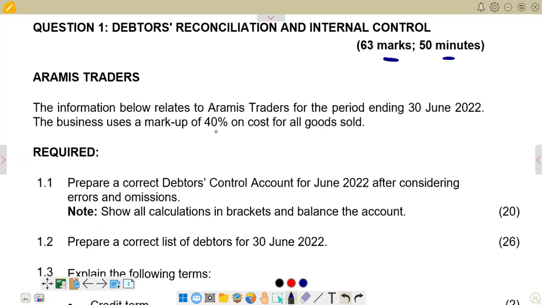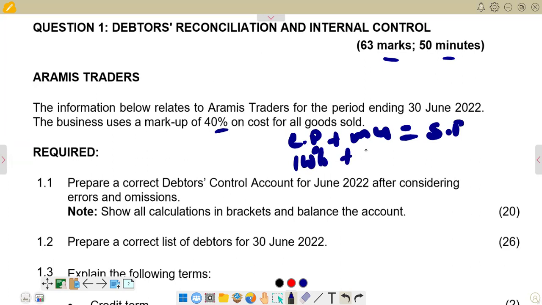So what this statement means, remember, is that we add our markup to our cost price to get our selling price. Our cost price is always 100%, and the markup we are given here is 40%. Obviously, if you say 100 plus 40, you are going to get 140%. So this is the scenario that we can use if there is any need according to the question.